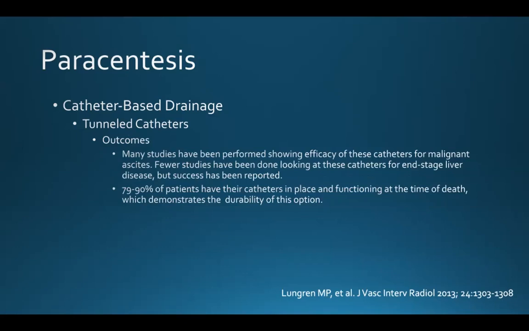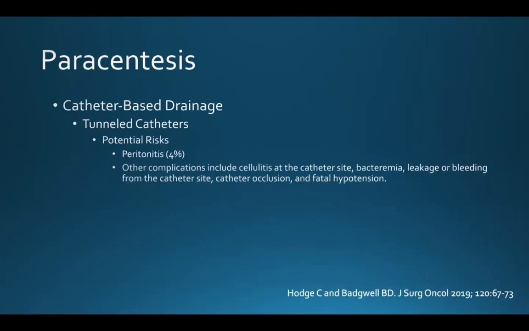Fewer studies have been done looking at these catheters for end-stage liver disease, but success has been reported. And up to 90% of patients have their catheters in place and functioning at the time of death, which demonstrates the durability of this option. Risks include peritonitis, which can happen in 4% of patients, and other complications include cellulitis at the catheter site, bacteremia, leakage or bleeding from the catheter site, catheter occlusion, and fatal hypotension.